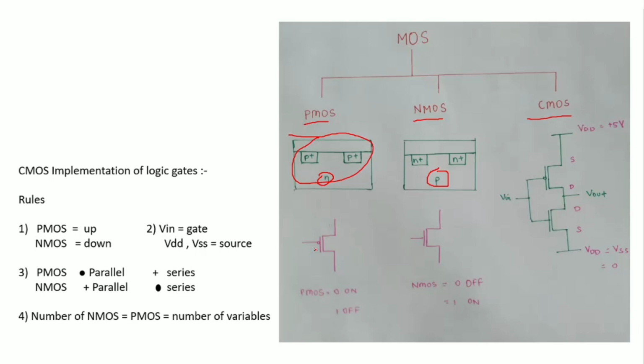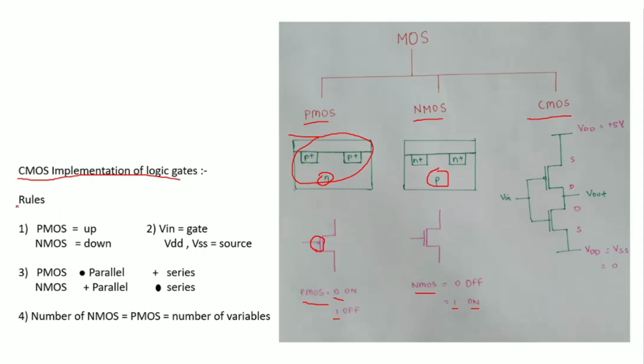and this is the symbol of PMOS and NMOS. In the symbol you can see there is a small circle here, and here it is not. PMOS will be on when the input is 0, and it will be off when the input is 1, and NMOS is just the opposite. When NMOS input is 0 it will be off, and when it is 1 it will be on. You must know these small basic things regarding MOS, so you can easily understand and implement it in the software. Now we will start the CMOS implementation of logic gates.